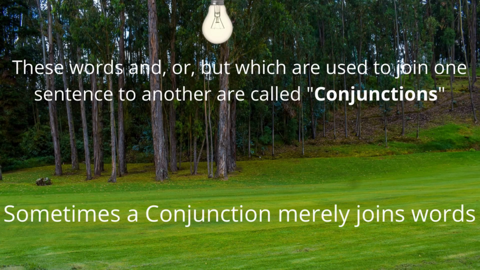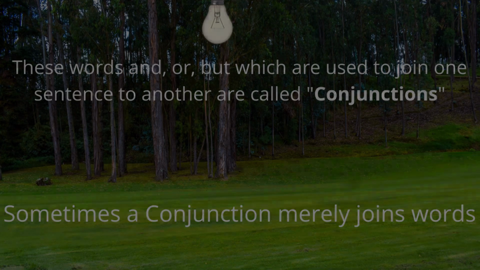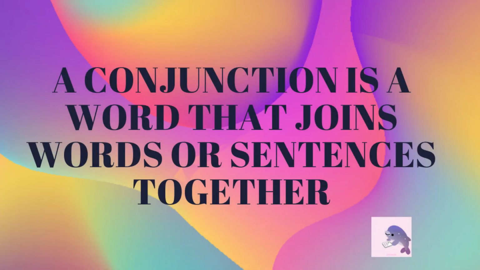These words, and, or, but, which are used to join one sentence to another are called conjunctions. Sometimes a conjunction merely joins words. So we can summarize: a conjunction is a word that joins words or sentences together.